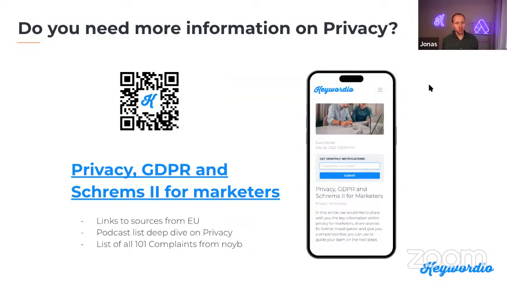So it's not the privacy talk, but you need more information about that. Read our blog post. It is written about privacy, GDPR, and Schrems 2, specifically for marketers. And it links to all the sources from, for example, the EU. It's a list of all the 101 complaints sent in by noyb, None of Your Business. That is really the foundation for the Schrems 2 cases. And you also have some good podcast tips on that. So there's a lot of good content. Scan it, read it, get more of the basic information and background story on why privacy is so important right now.